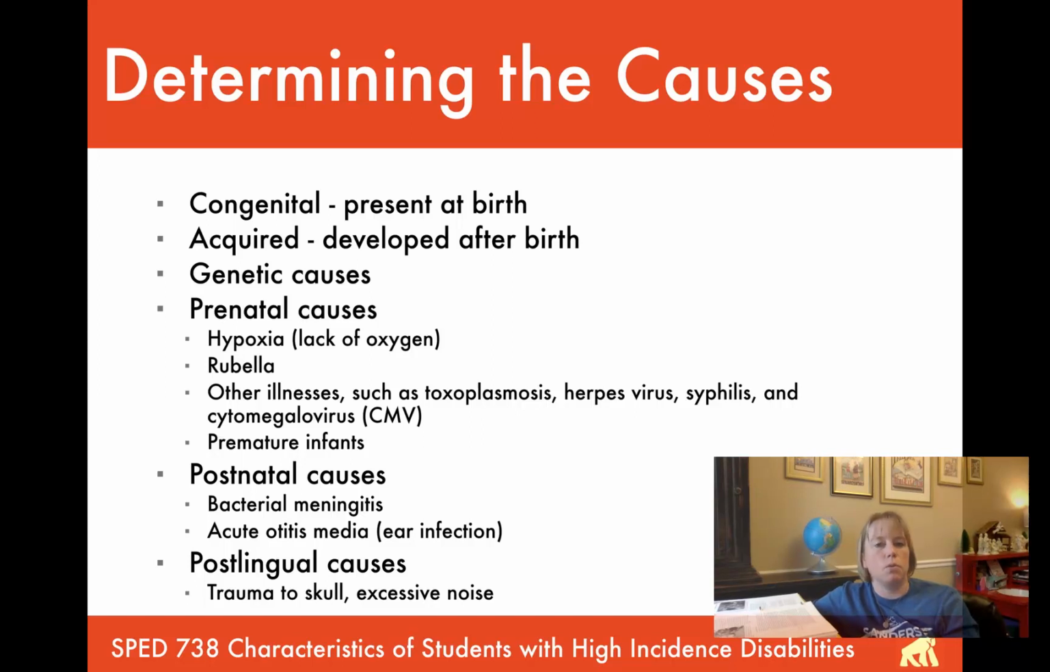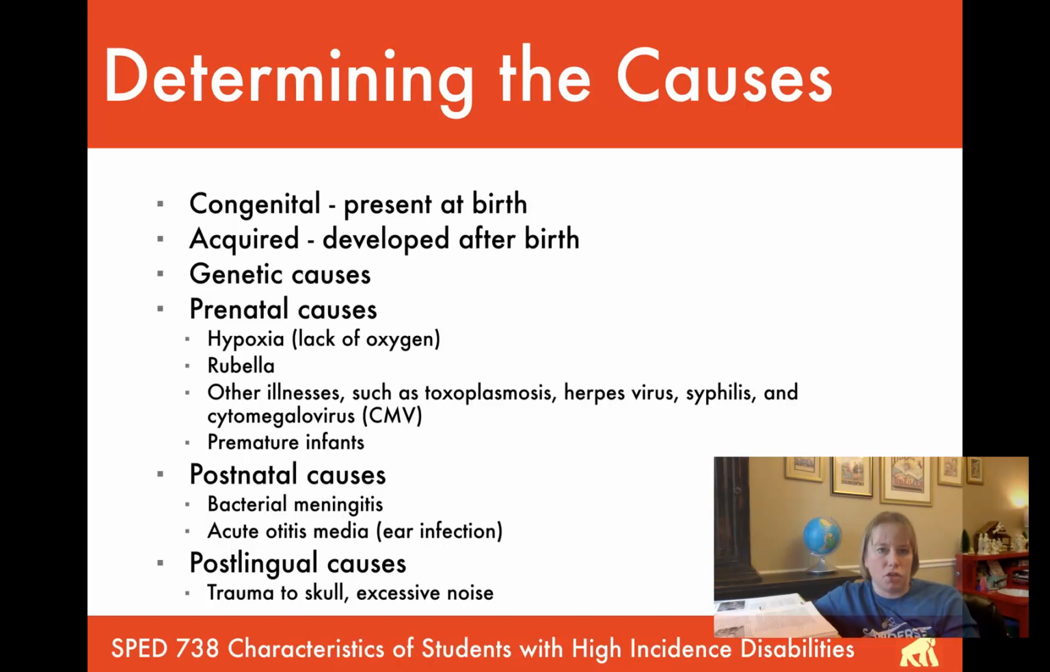And then postlingual causes means causes of hearing loss after language has been developed. So after students have learned to speak, we may have some injuries to the ear. For example, a trauma to the skull that could impact that, or excessive noise. For example, my father-in-law worked in the railroad industry his entire life, retired from Union Pacific, and was around excessive noise most of the time during his work day. He has a lot of hearing loss just because of the damage that excessive noise caused to his hearing.